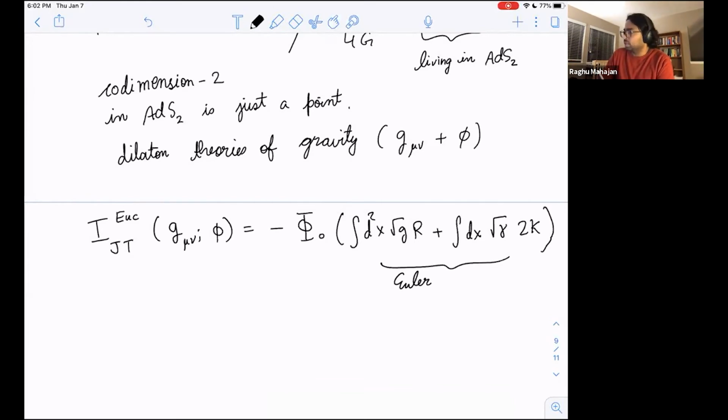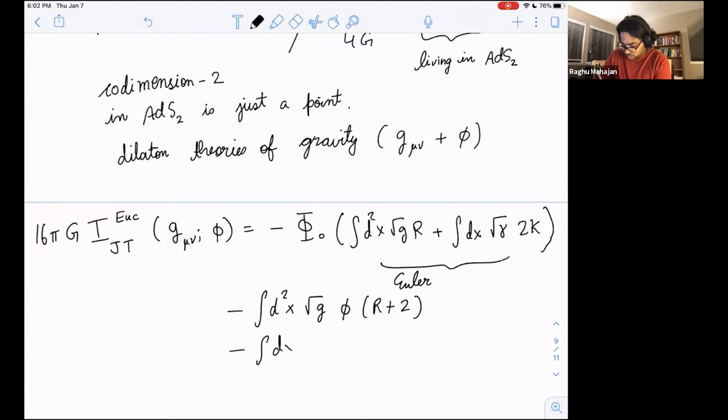It doesn't give any equations of motion. So we have to add something here. We have to add the integral d2x root g phi times (R plus 2). That's another term. Sorry, I left out the 16 pi G here. So there's a 16 pi G, which I just put on the left-hand side. And we need some term here, dx root gamma 2 phi (K minus 1). So the first term is topological, but the second term is interesting.